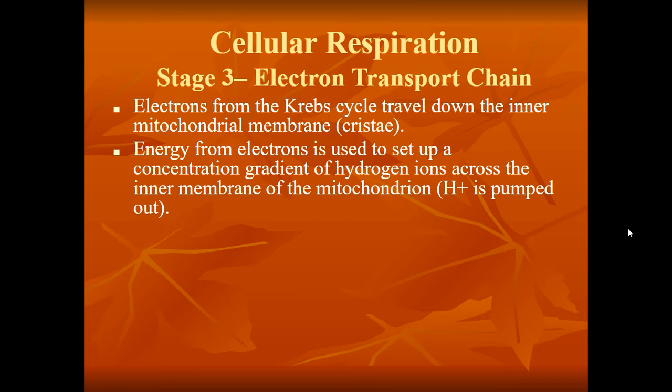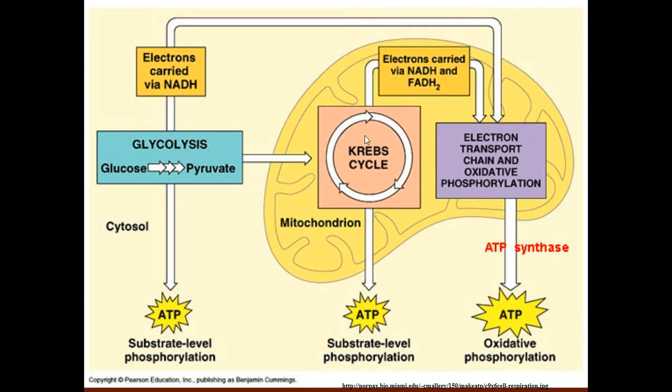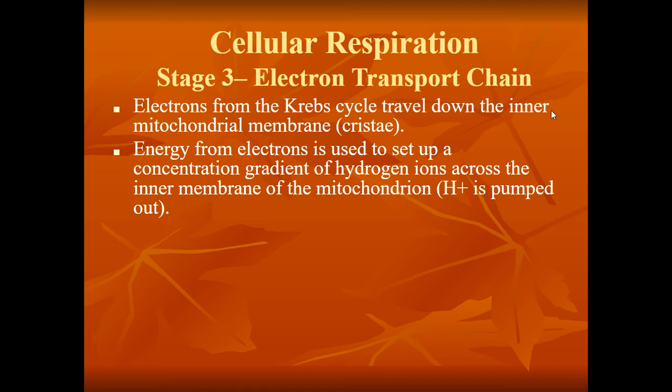All right. Then we have stage 3, which is called the electron transport chain. The ETC returns, like I said, with a vengeance in a different form. Electrons from our Krebs cycle, because they're being carried by these 2 molecules, travel down into the inner mitochondrial membrane. It's called the cristae. And then energy from those electrons is used to set up a concentration gradient of hydrogen ions across the inner membrane of the mitochondria. And then these are pumped out.